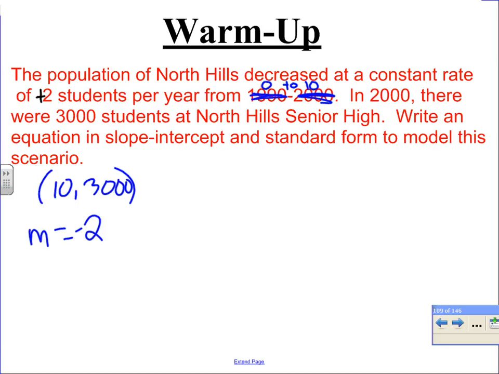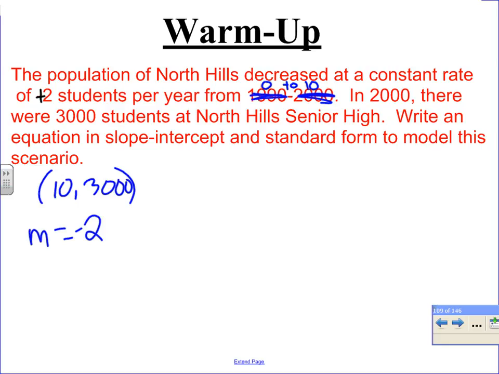Thank you. Sorry. Andy, did you say negative? I thought you told me it was 2. Oh, I'm sorry. I'm not thinking. I'm too worried about thinking about what problem I should do next with you guys. Sorry. So slope decreased at a constant rate of 2. Your slope is negative 2, not positive 2.